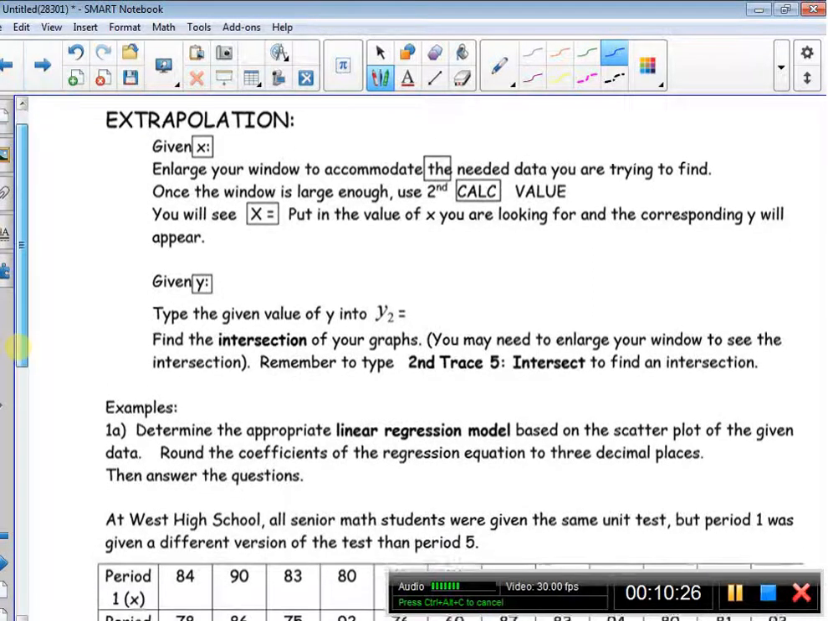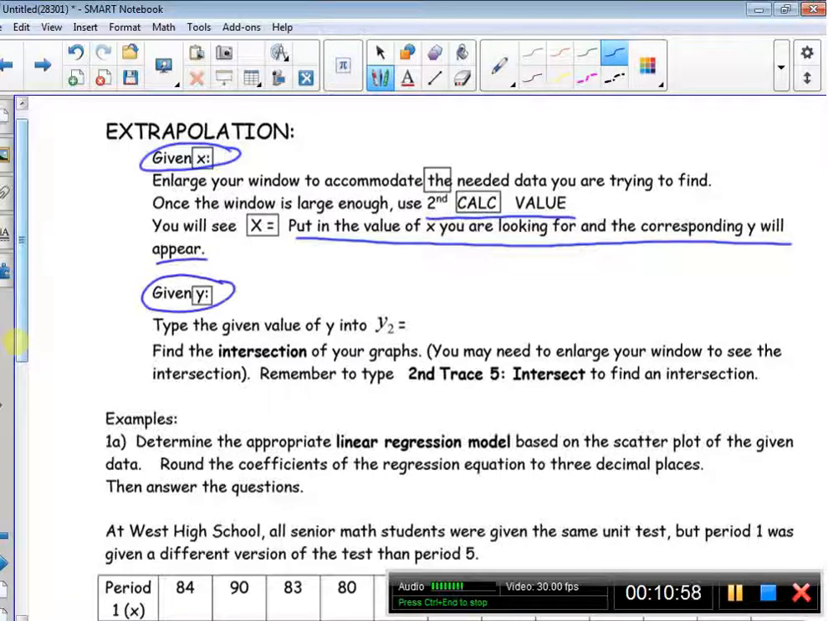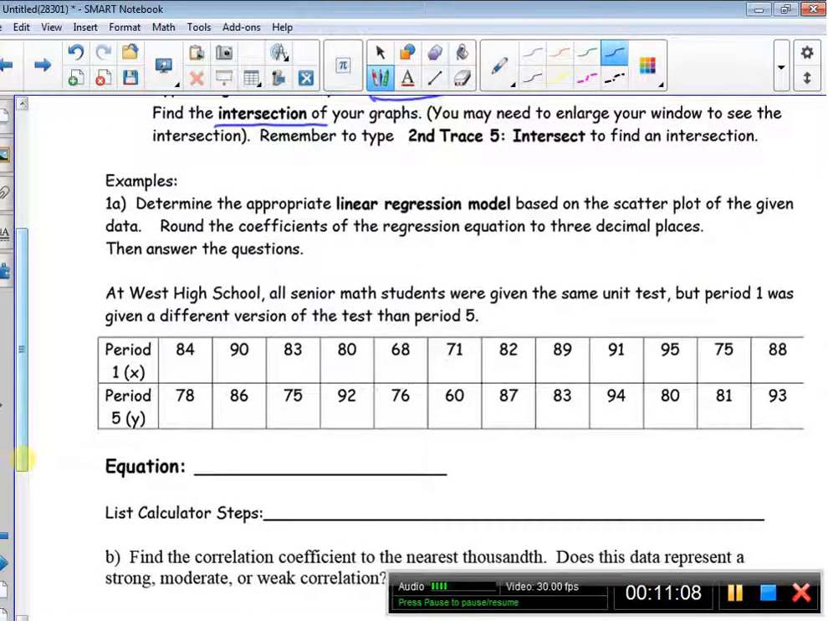So let's just do one of these. We're going to look at some extrapolation, where we're maybe given an x and we need to find a y value. You might need to enlarge your window, and then you can use second calc, value. You'll see x, and then you put in the value of x you're looking for, and a corresponding value of y will appear. If you're given y, then you would type the given value into y2 equals, and find the intersection. So let's enter some data here. It tells you to do a linear regression, so let's go to the calculator and do that.